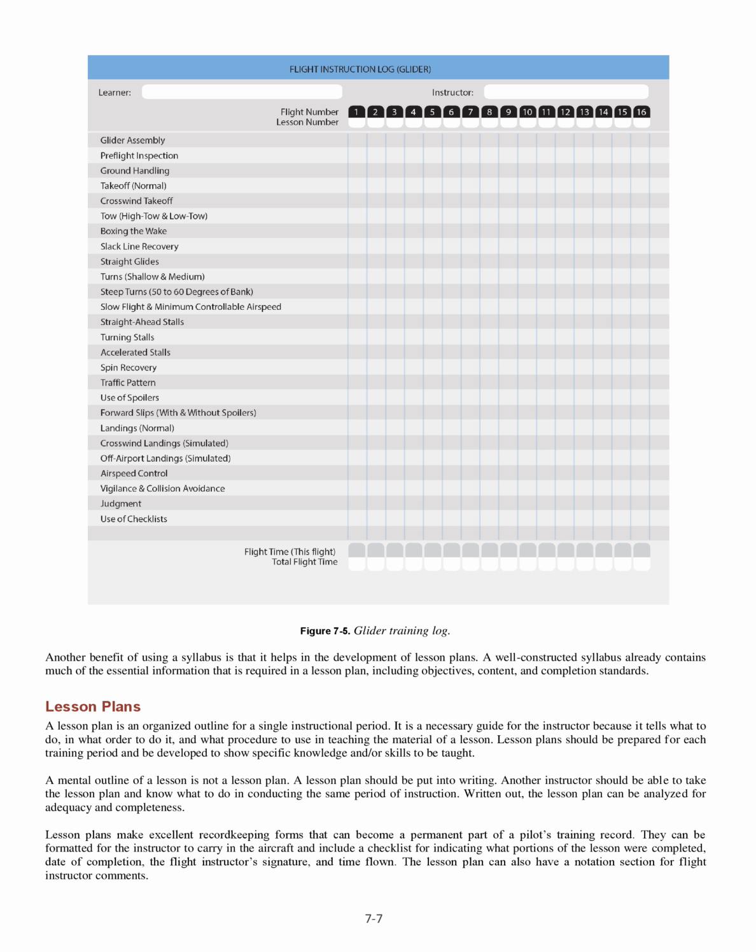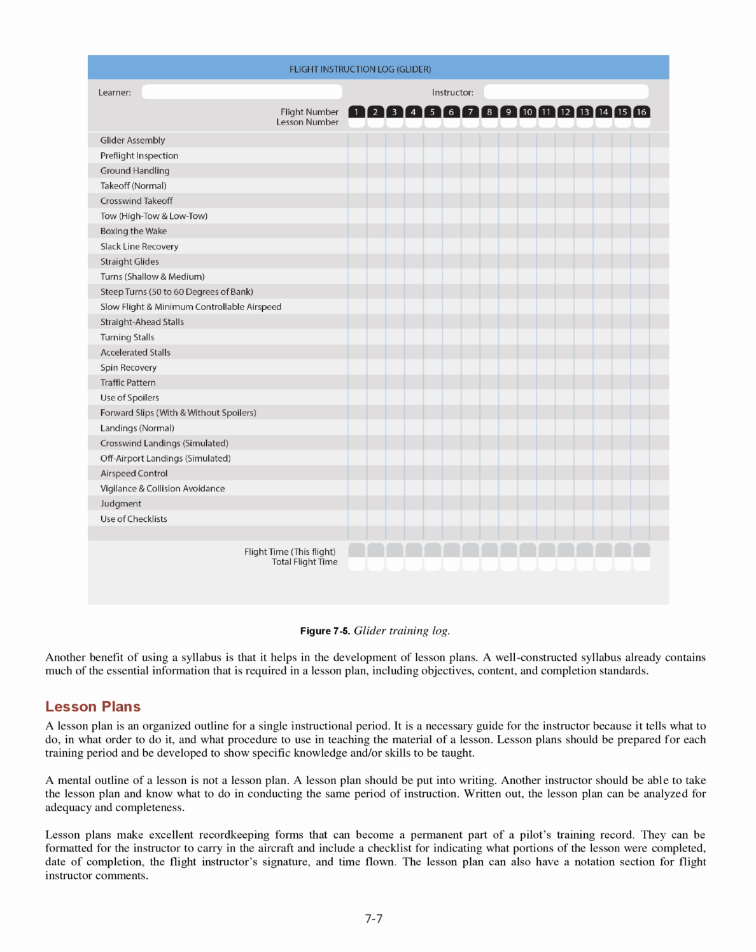Lesson plans. A lesson plan is an organized outline for a single instructional period. It is a necessary guide for the instructor because it tells what to do, in what order to do it, and what procedure to use in teaching the material of a lesson. Lesson plans should be prepared for each training period and be developed to show specific knowledge and/or skills to be taught. A mental outline of a lesson is not a lesson plan.